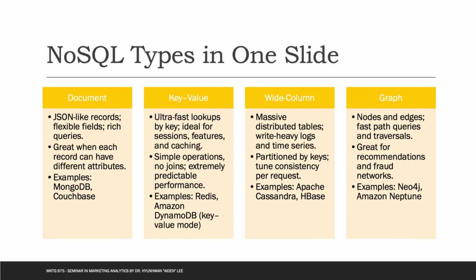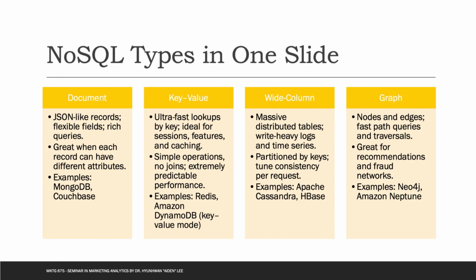Fourth, graph stores. Use these when the main job is to traverse relationships, such as recommendations, social connections, or fraud rings. Data is modeled as nodes and edges, and path queries are very fast. Examples include Neo4j and Amazon Neptune.